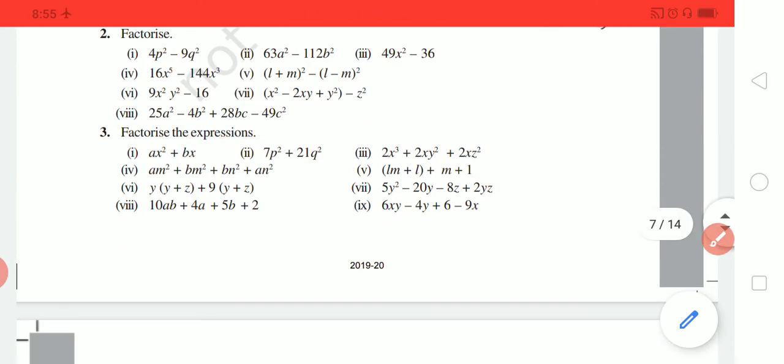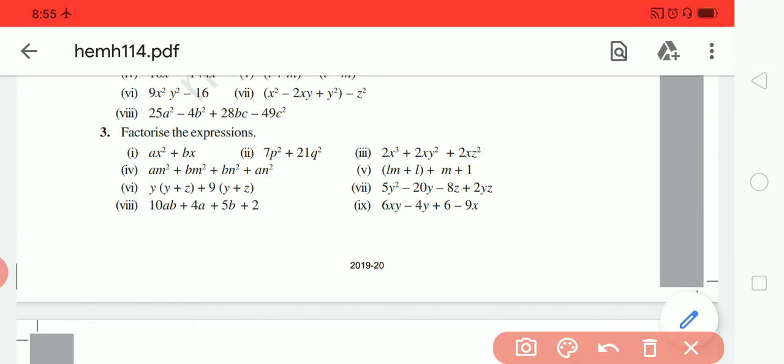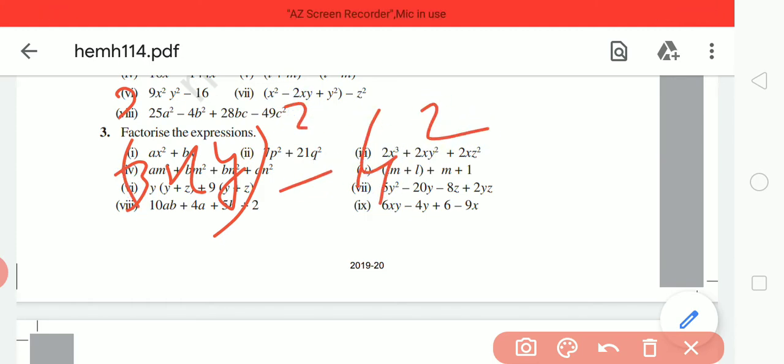So let us start the sixth part of the same question. The sixth part we have given here is 9x square y square minus 16. So let us rewrite, because 9 and 16 both are perfect squares and don't fall in the table of each other. So we can't take common because 16 is only a constant term, no variable is given with it. So (3xy) whole square minus 4 square we have given here.